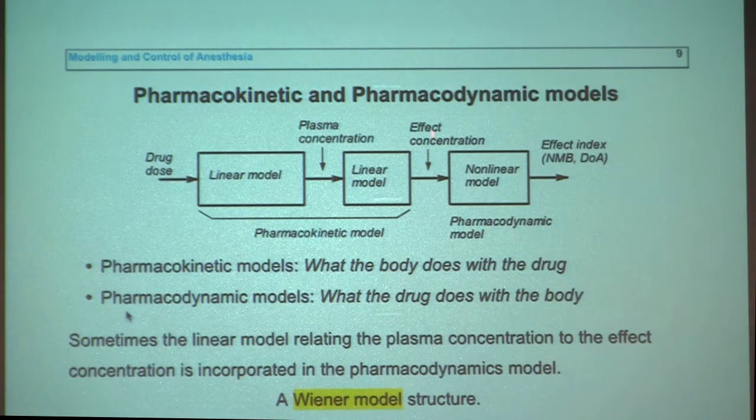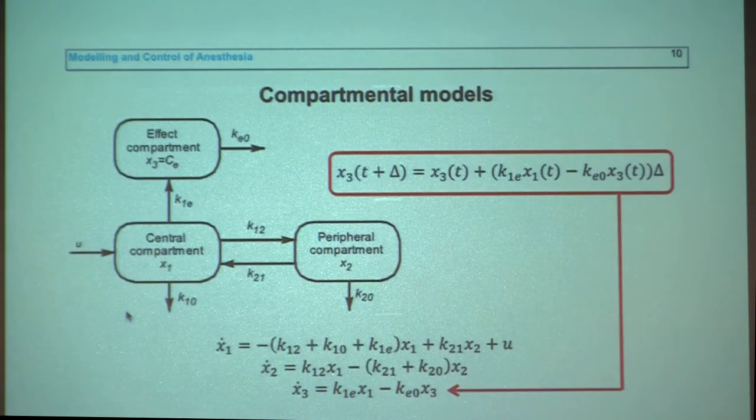So if you have some concentration of drug in the effect compartment, what is its effect, for instance, on neuromuscular blockade? Okay? So let's speak a little bit first about this linear model and then about nonlinear models for NMB and DOA. For the pharmacokinetic models, one possibility is to use compartmental models.